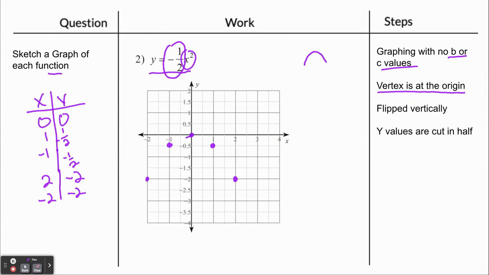So this is our parabola. It looks like this here. It's upside down because it's negative, and it's a little bit compressed vertically because of this a value here.